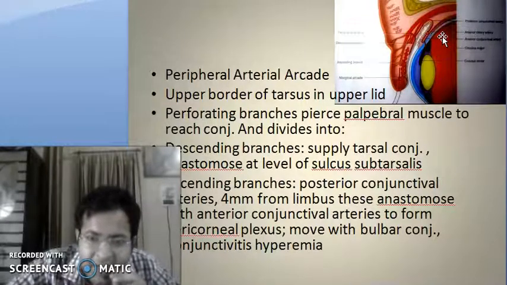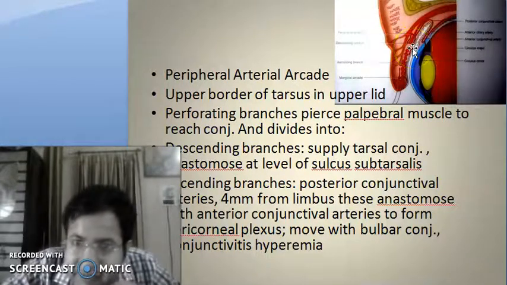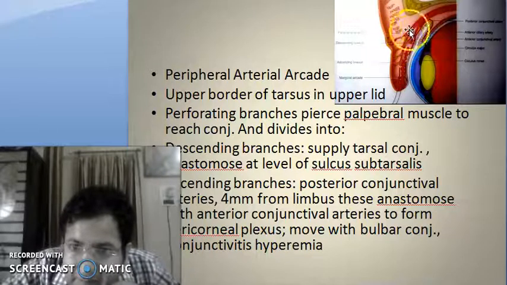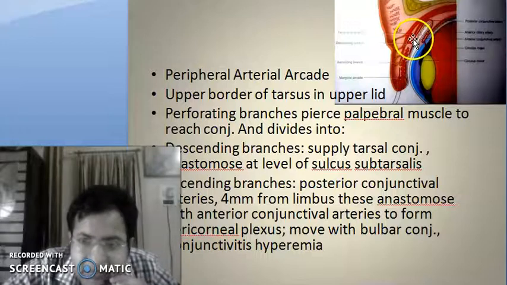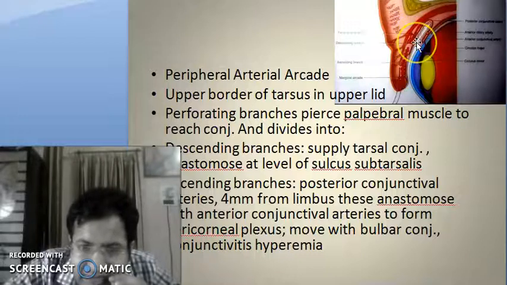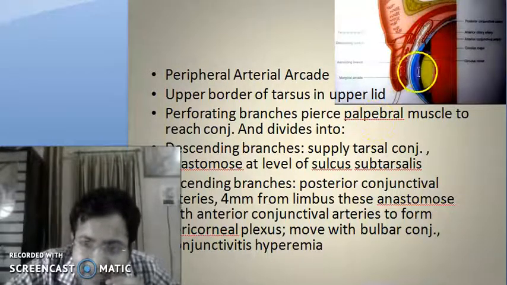What is the peripheral arterial arcade? It is present at the upper border of the tarsus. The perforating branches pierce the palpebral muscle to reach the conjunctiva and divide into the descending branches and the ascending branches. The descending branches supply the tarsal conjunctiva and anastomose with the branches of the marginal arcade at the level of sulcus subtarsalis.